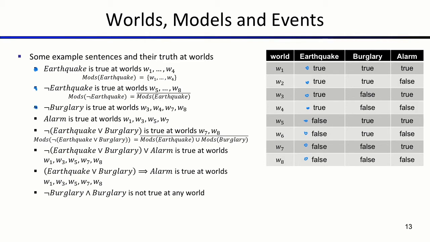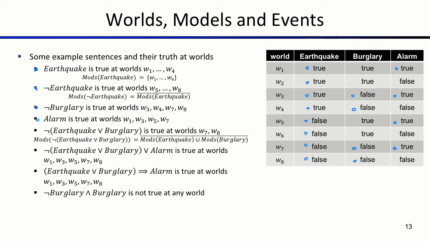All right, let's look at this example here. Not burglary is true at the words W3, W4, W7, and W8. That's correct. Alarm is true at the words W1, W3, W5, and W7. That's correct. So a little bit more complicated now, and asking about not earthquake or burglary, it's going to be true for W7 and W8.